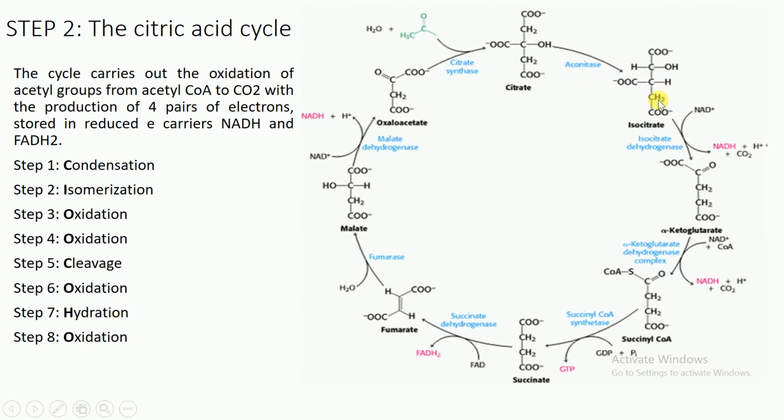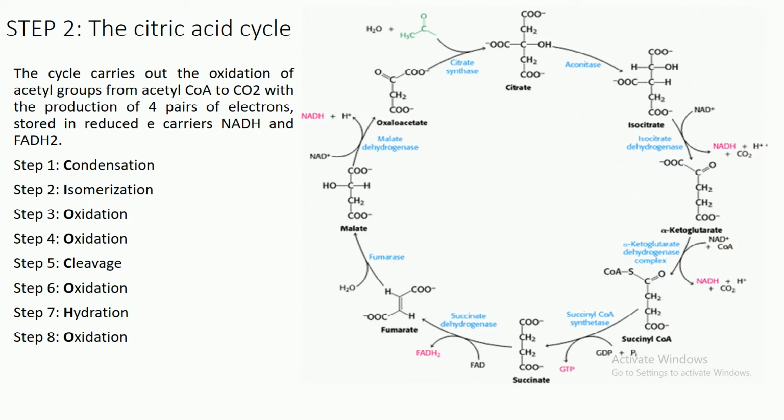In the third step, there occurs oxidation of isocitrate to alpha ketoglutarate with the help of the enzyme isocitrate dehydrogenase. You always have to remember that whenever there is an oxidation reaction, the enzymes into action are dehydrogenases. In the next step also there occurs oxidation of alpha ketoglutarate to succinyl coenzyme A. Also there is release of carbon dioxide, so this is oxidative decarboxylation. So step 3 and step 4 are both oxidative decarboxylation.